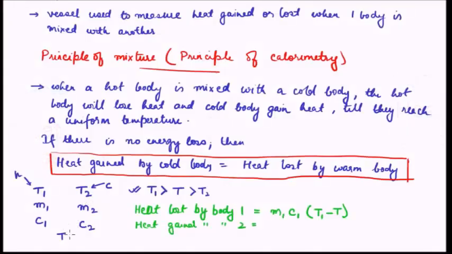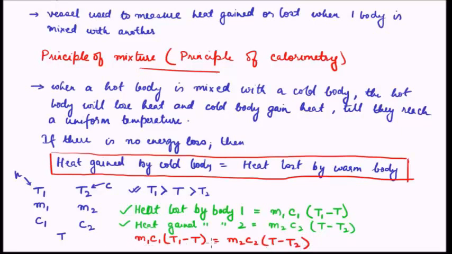Minus T2, because T is the higher temperature, the final temperature, and T2 is the lower temperature. M2 C2 (T minus T2). Now, the principle of mixture or principle of calorimetry states that this loss of heat by body 1 will be exactly equal to this gain of heat by body 2. So when we take that into account, we can write that M1 C1 (T1 minus T) is equal to M2 C2 (T minus T2).